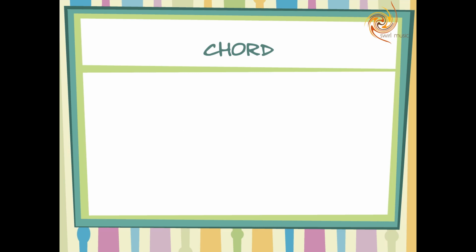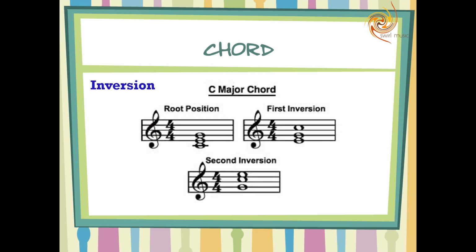Apart from its root position, a chord can have two other positions. We call this an inversion. For example, in a C major chord, the notes are arranged as C, E, G. This chord can also be played as E, G, C, which makes it inversion 1 or A, and G, C, E, which makes it inversion 2 or B.